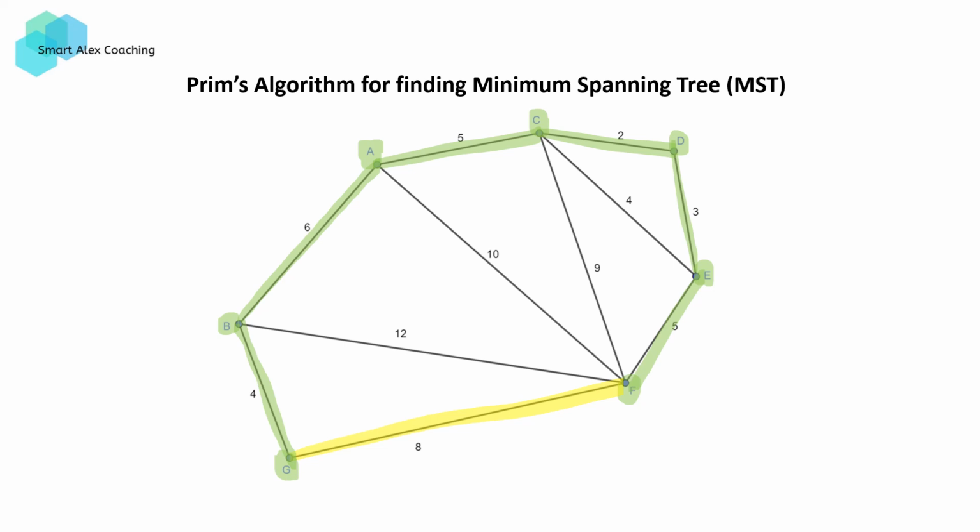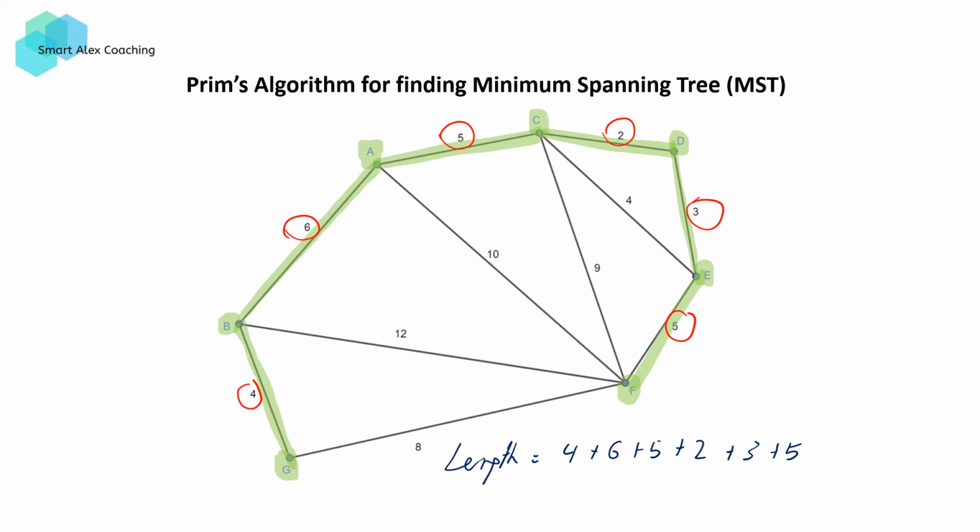And this is what it looks like, the final picture of our spanning tree. To obtain the length, all we do is we simply add the weights. 4, 6, 5, 2, 3, and 5. So the length is equal to 4 plus 6 plus 5 plus 2 plus 3 plus 5, which is going to give us 25 units.